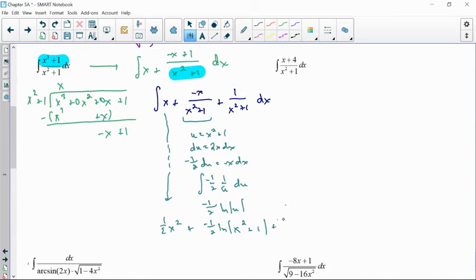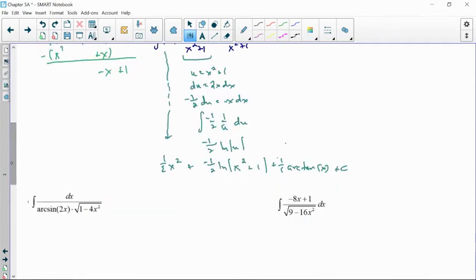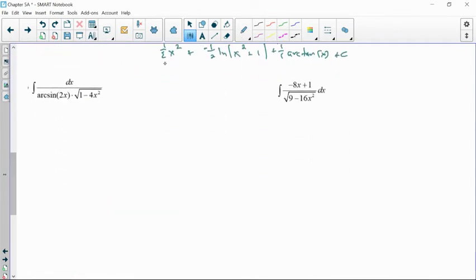plus, now usually it's 1 over a, so it's like 1 over 1 arctangent of x plus c. And remember, it's u over a as well, but x over 1. So, maybe I'll write it in orange here to highlight the final answer. So it's 1/2 x squared minus 1/2 natural log of x squared plus 1. Grouping symbol here is your option. And then there's plus arctangent of x plus c.